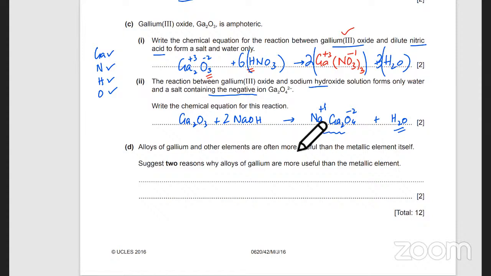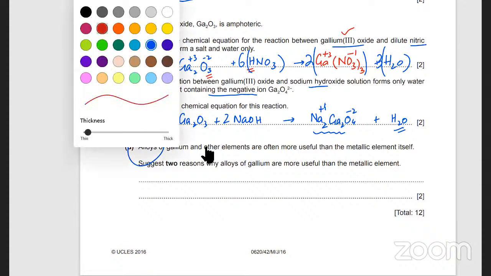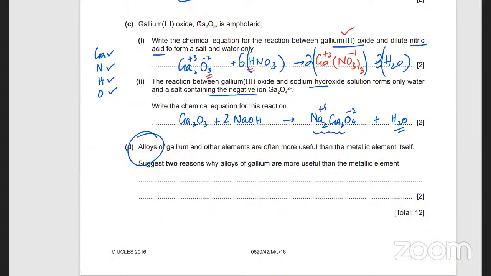अच्छा, alloys of gallium and other elements are often more useful than the metallic element itself. So just two reasons why alloys are more useful? Because usually they get properties, like a desired property they want from that specific metal, and when they mix together, it becomes stronger and has better qualities than the actual. The strong lattice structure, because it's different sizes of particles, they're held more tightly, so they're stronger. So stronger and they have higher melting point.